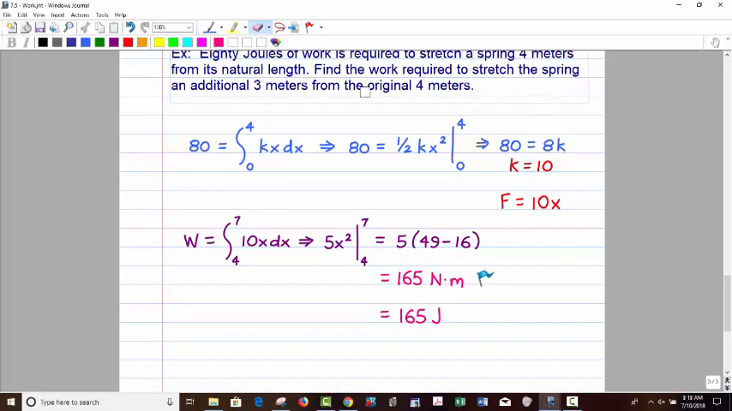Now let's see what the second question says. Find the work required to stretch the spring an additional 3 meters from the original 4 meters. All right. So we're starting at that 4. You're saying it's an additional 3 from the 4. So that means you're starting at 4. 3 more will take you to 7. So basically you're going from 4 to 7, which would be an additional 3 meters.